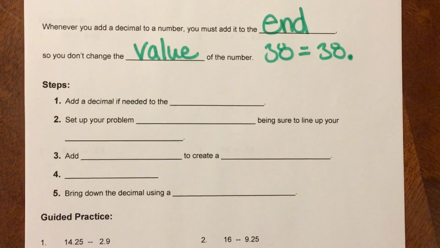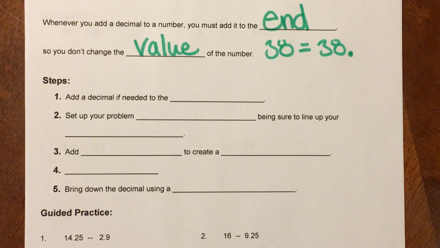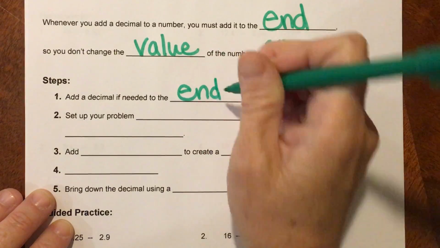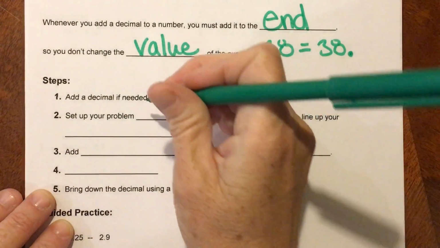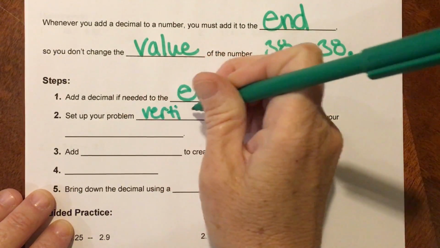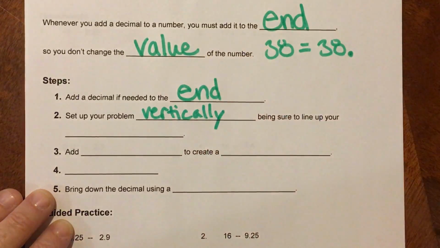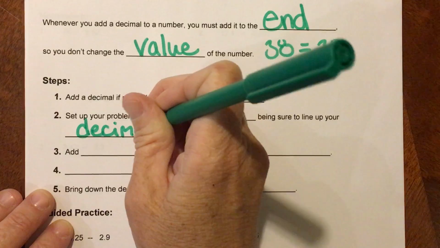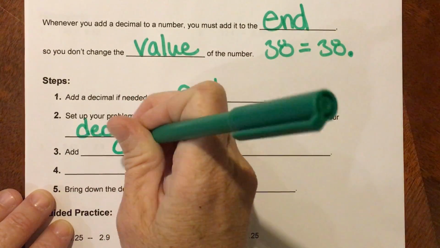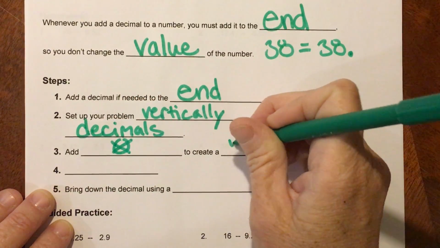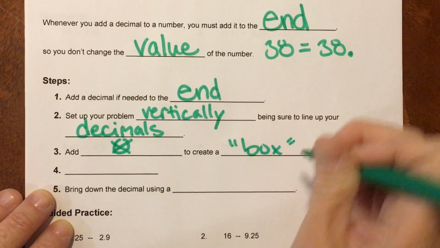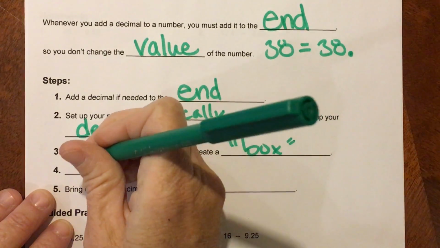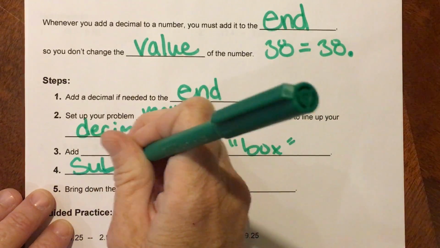Okay, you're going to notice our steps tonight are pretty identical as well. So we're going to add a decimal to the end if we need one. We're going to set up our problem vertically, being sure to line up your decimals. We're going to add those zeros to create kind of our box. But obviously tonight we're not going to add, we're going to subtract.